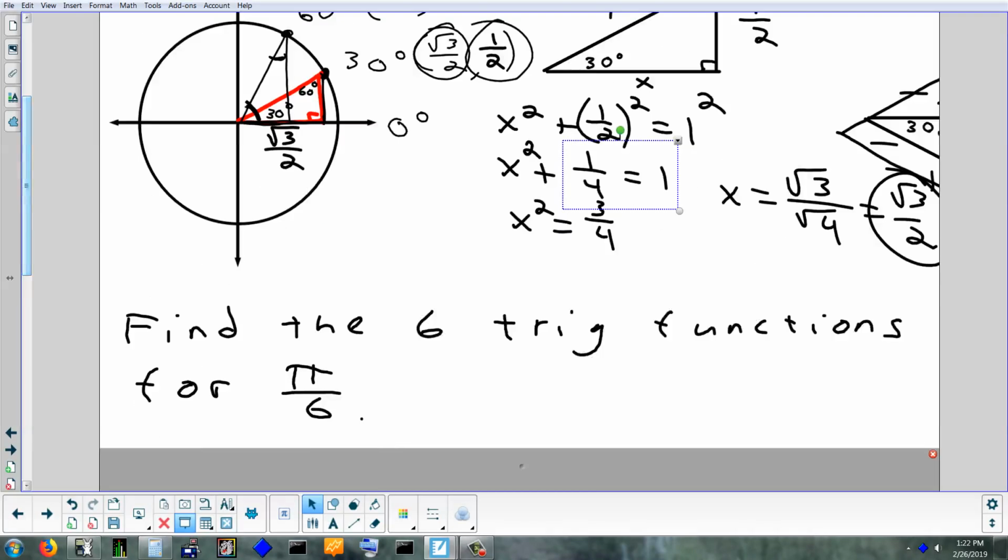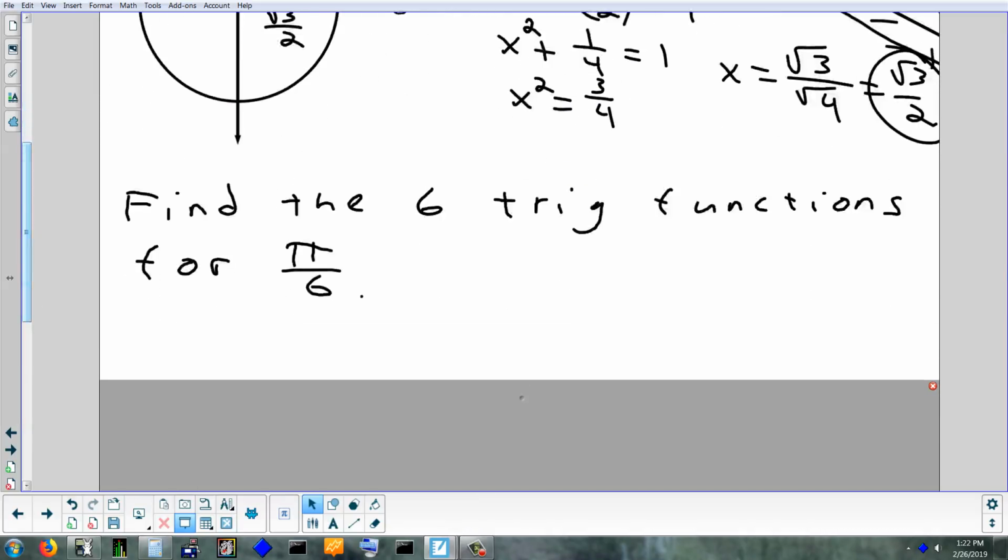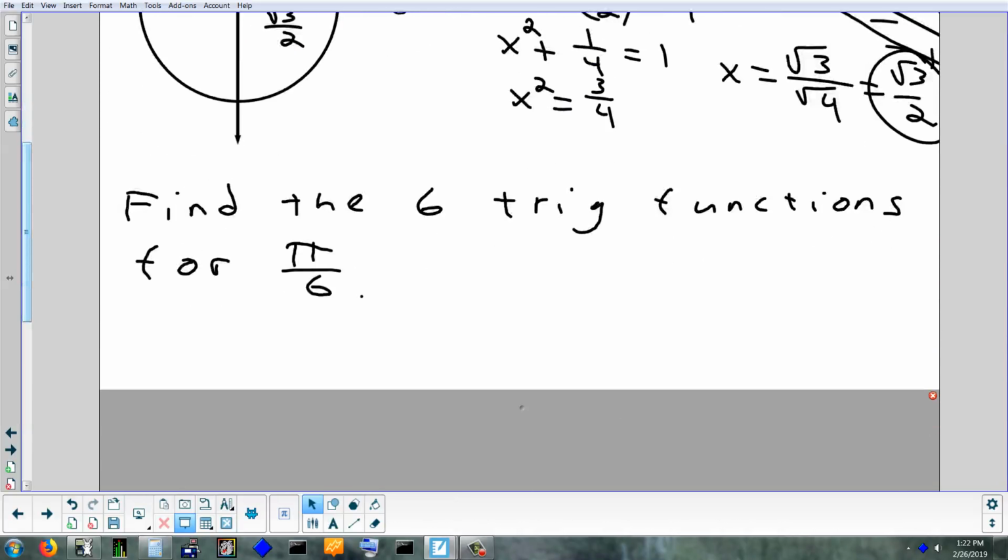Okay, so let's find the 6 trig functions for pi over 6. Okay. In order to do that, what am I missing? I'm missing the coordinate. To find the coordinate, we could make this problem a little easier if we did what first? Turn it into degrees. So if you multiply by 180 and divide by pi, 180 divided by 6 is how much? 30. So I'm really trying to find the 6 trig functions for 30 degrees.